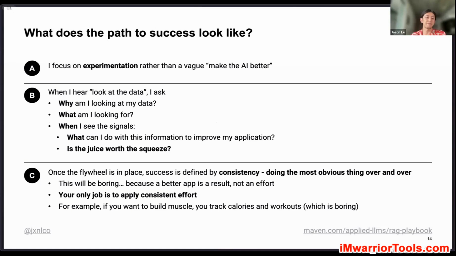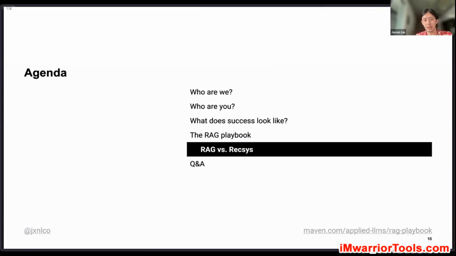And the idea is that once we have the flywheel in place, your success should hopefully be defined by just doing the most obvious thing over and over again, right? A better application is often a result, but it's not an effort. Our goal is to really just execute this flywheel, review data, find segments, and improve those segments over time, and really do the boring work of making things better.